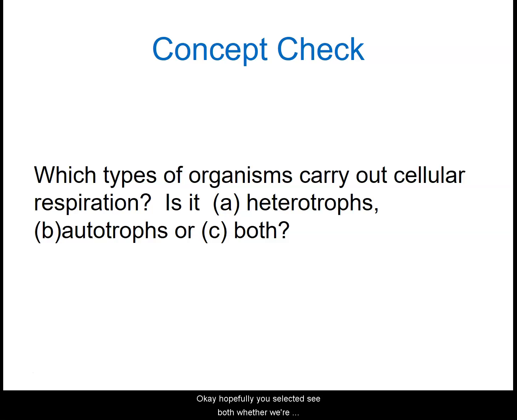Okay, hopefully you selected C, both. Whether we're talking about autotrophs or heterotrophs, they're all able to still break down glucose. It's just only the autotrophs who are able to take the inorganic carbon, the CO2 and water, and convert that into something like glucose for themselves to utilize.